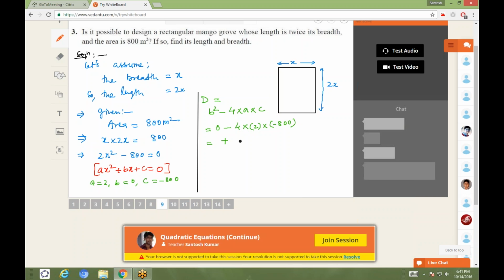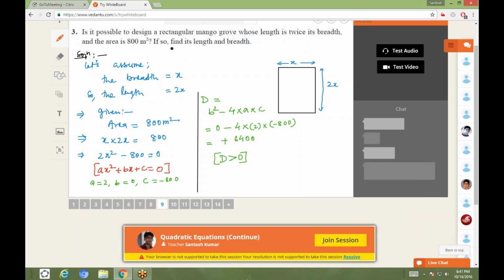Yes, sir. So now how much is it? 6400. So this is 6400. Now if we look at it, the value of D is obviously greater than 0, that means it is positive, right? And since it is positive, we can get the value of X. That means the value of X, whatever it will come, it will be real. So now we can answer that, yes, it is possible to design the rectangular mango grove. Okay? Yes, sir, we can design it.